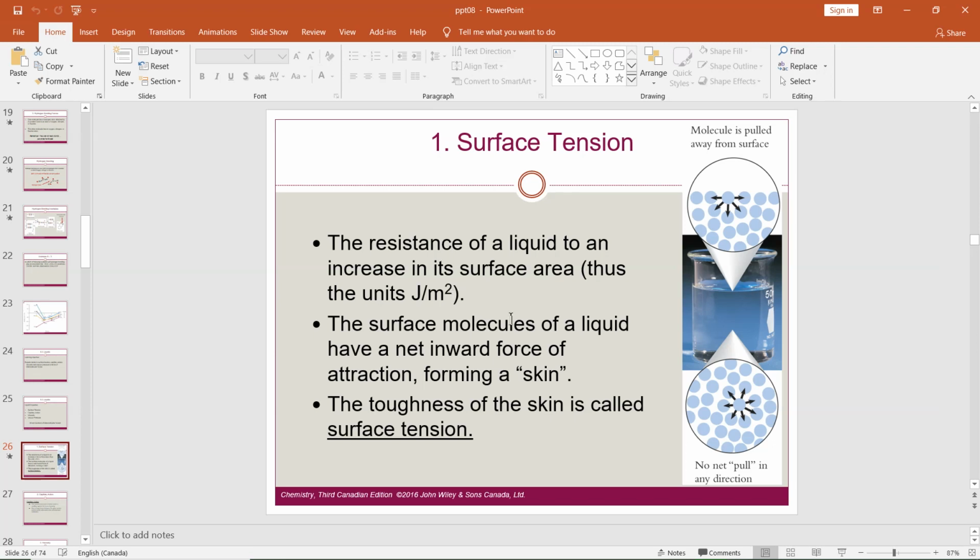Surface molecules of a liquid have a net inward force of attraction forming a skin, and the toughness of the skin is called surface tension. If you look in the bulk of a liquid, let's say here's water, there's no net pull in any direction. But the water molecules at the surface, well, there's no liquid water molecule above the surface, so there is a bend down, and this eventually leads to beading when you wash or wax your car, then the rain comes and it forms beads as the water is trying to form spheres. It's all related to the surface tension.